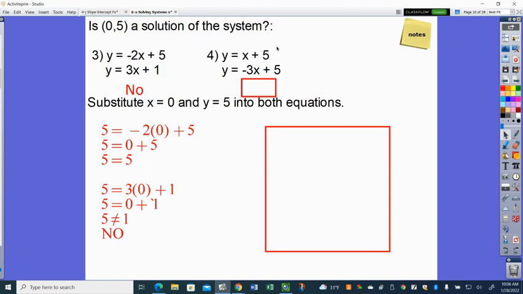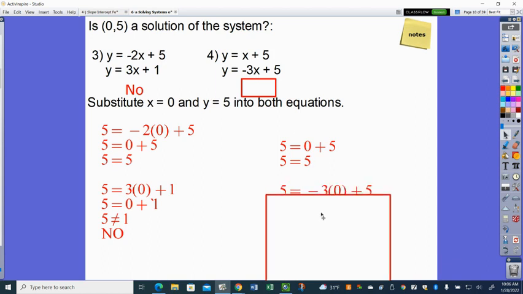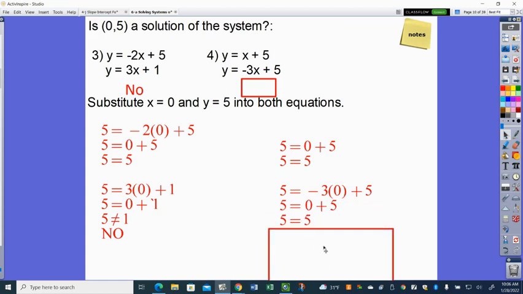Let's do that again with a different system. Same point. I'm going to put 0 in for x and 5 in for y. That works. Okay, so definitely on that line. I'm going to put 0 in for x here and 5 in for y, and does it work there? Negative 3 times 0 is 0. Add the 5, and it works there. So this is a yes because it worked. It solved both equations. That 0, 5 is a solution to that system. So you can kind of see a no, and you can kind of see a yes there.